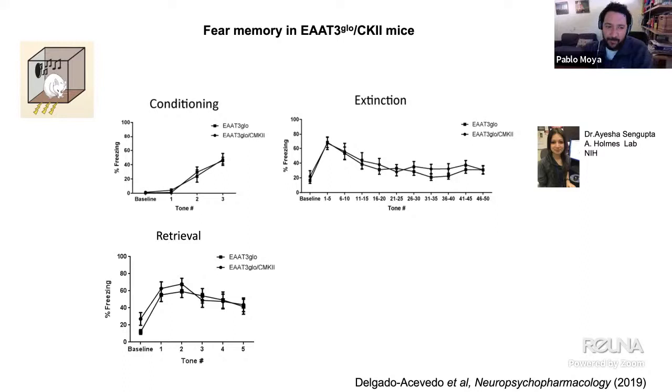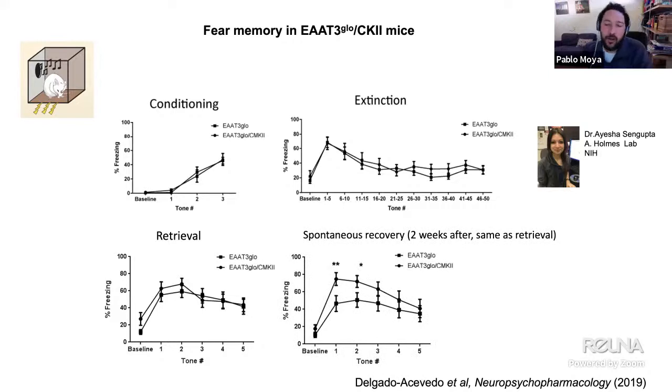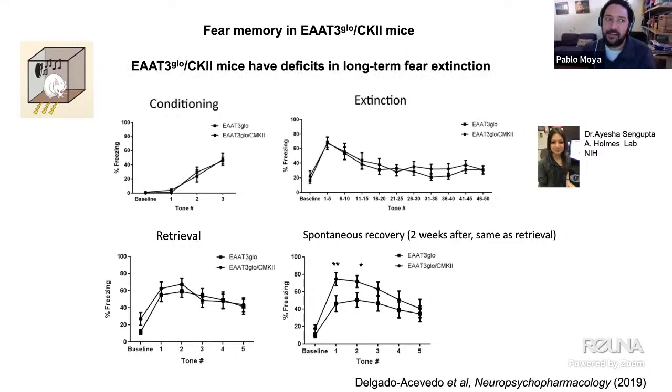However, when you perform the same protocol 2 weeks later, which is known as the spontaneous recovery, you can observe that at the very first tone, the overexpressing mice freeze dramatically more. So this indicates that the E3 overexpressing mice have deficits in long-term fear extinction. For the people involved in this research, they say, hey, this has nothing to do with the corticostriatal synapses. Yes, it's ventromedial prefrontal cortex chatting with the BLA. But the impairments in long-term fear extinction have also been reported in OCD-afflicted individuals.